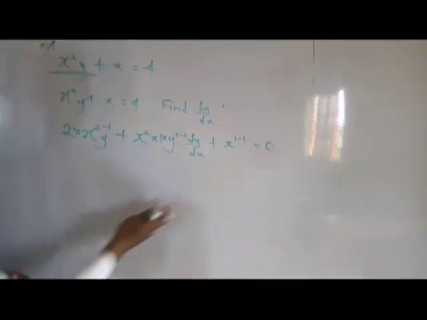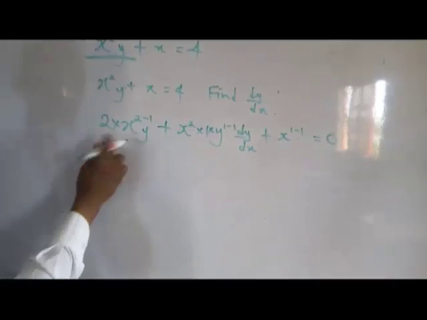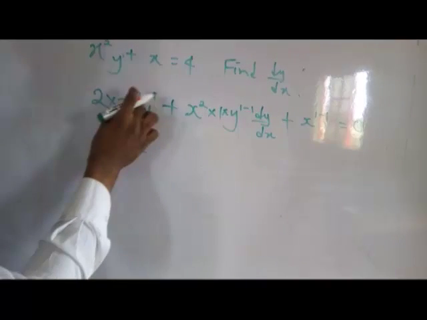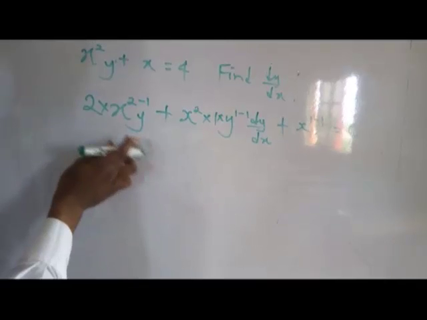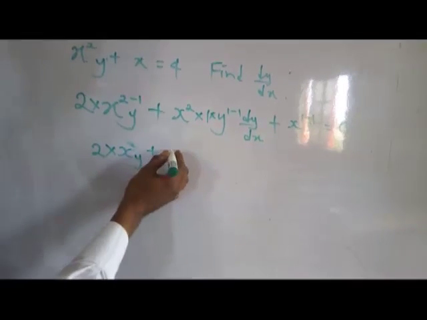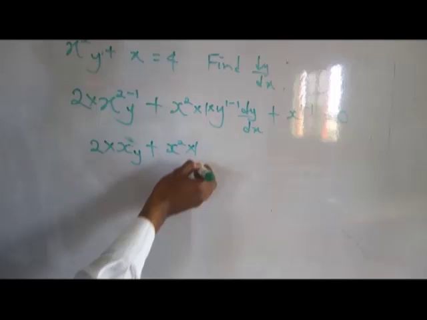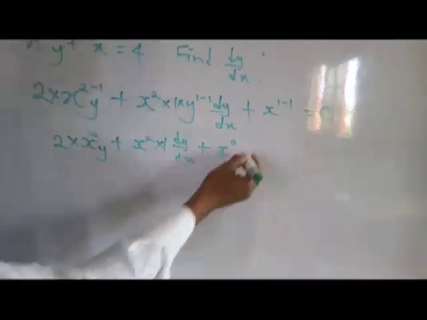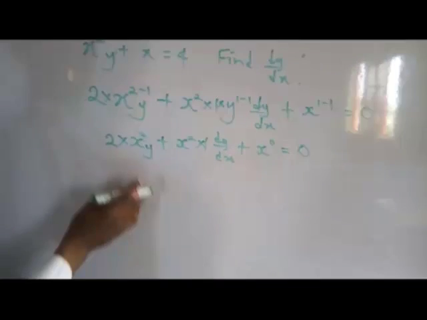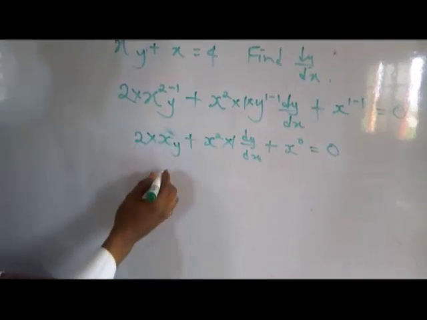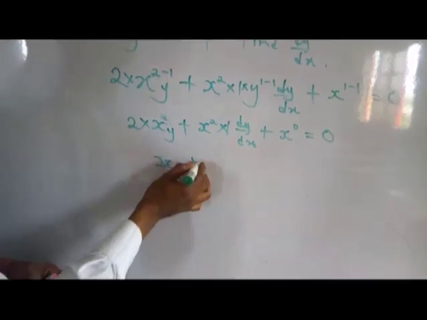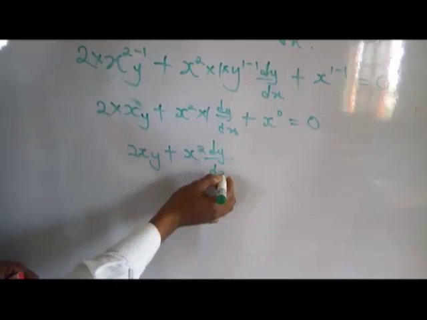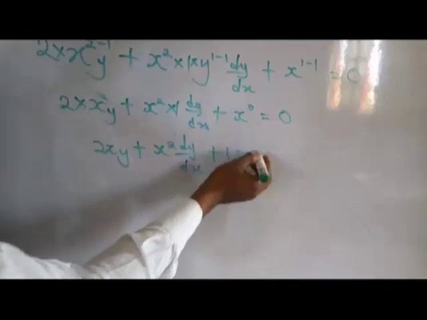Now since we're having equal to 0, I'm going to be solving from this line. So I'm going to be having 2 times x, 2 minus 1 is raised to the power 1, so invisible 1. Let me clean it up. So I'm having y plus x squared times 1 dy/dx plus x raised to the power 0, it's going to give me 0. So therefore I'm going to be having 2xy plus x squared dy/dx plus 1 equal to 0.